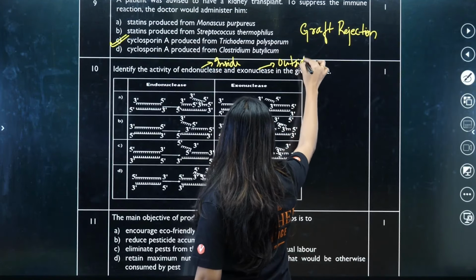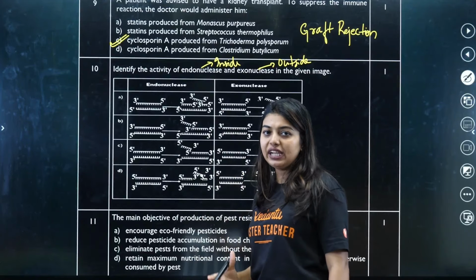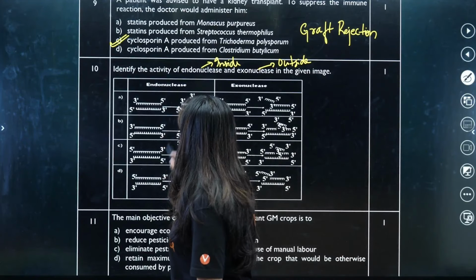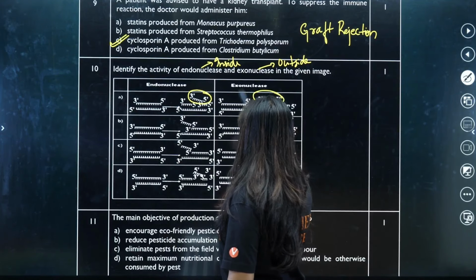One will cut in the terminal, one will cut in the center. That is all you focus on. Looking at the diagram, don't faint. Okay, it is a very simple diagram. Let's look here. Here you see endonuclease is cutting at the center, exonuclease is cutting at the terminal.